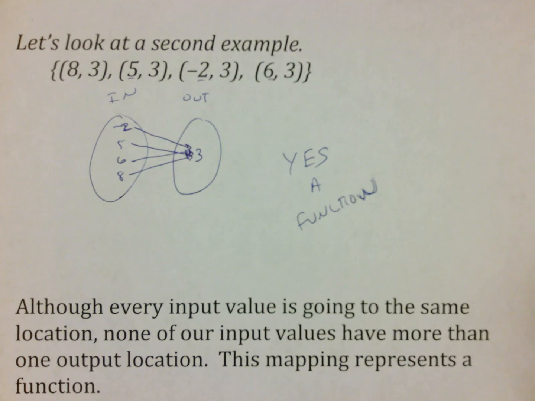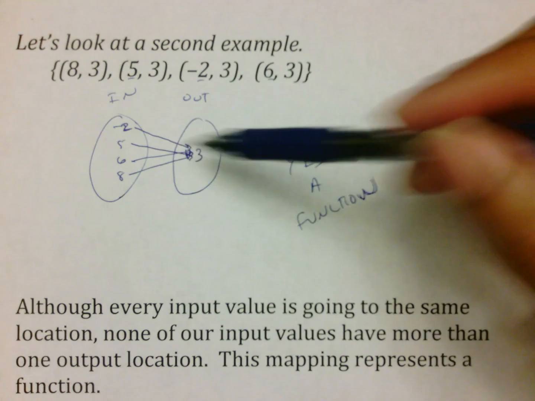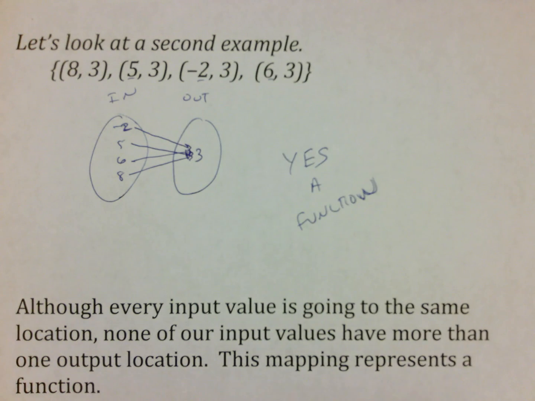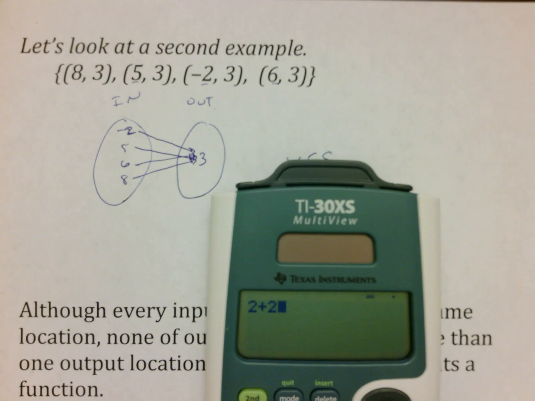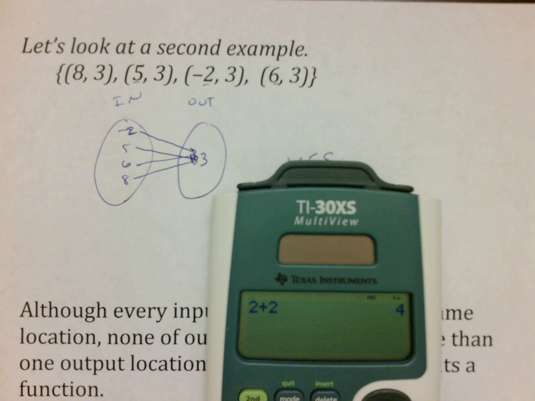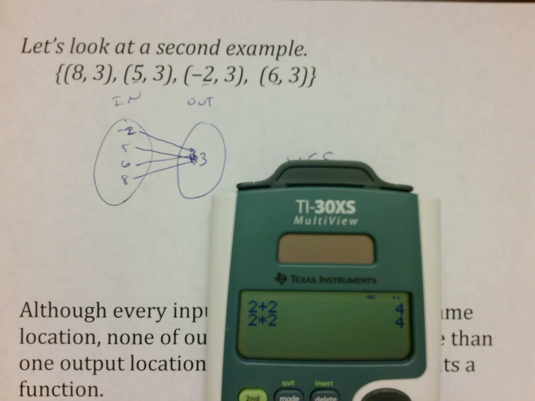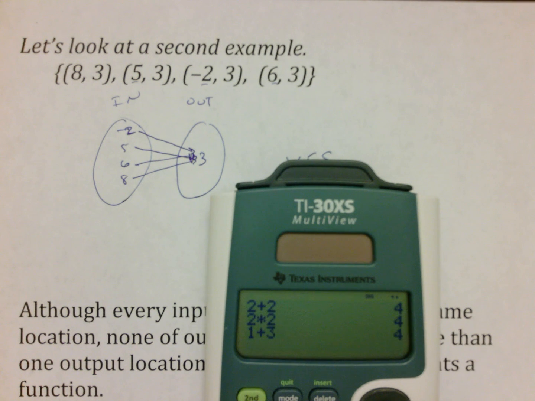And again, that's because I know exactly what's going to come out. So you might be thinking, well, but everything goes to 3, but watch this. What comes out whenever I type in 2 plus 2? 4. What comes out whenever I type 2 times 2? 4. What about when I do 1 plus 3? 4. What about 5 minus 1? 4. It's okay for it to have the same output.